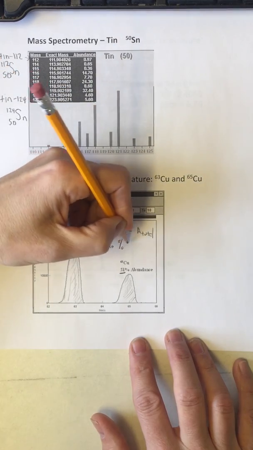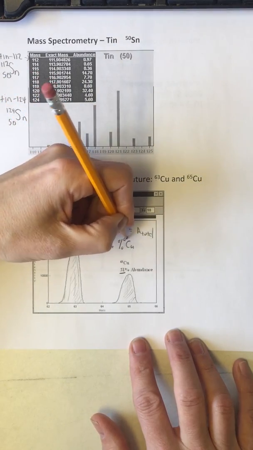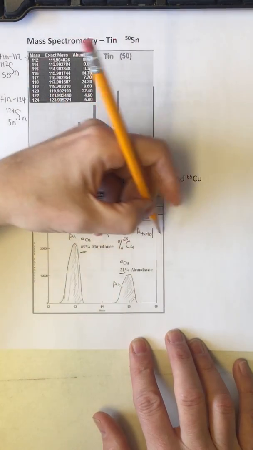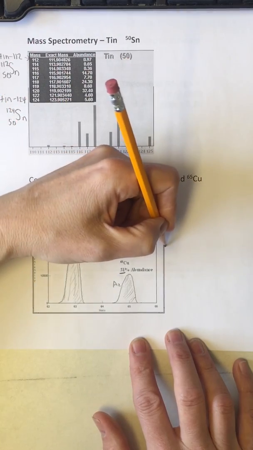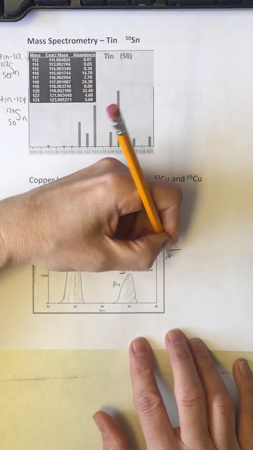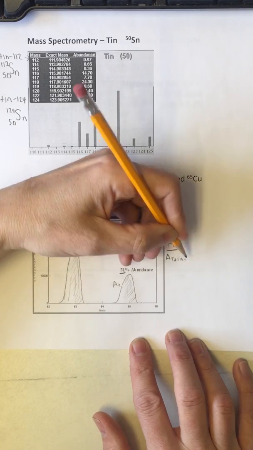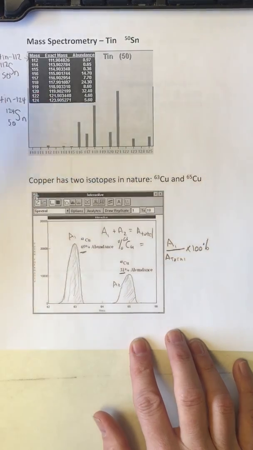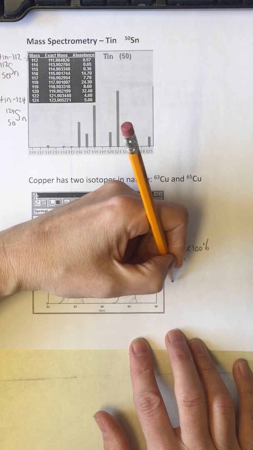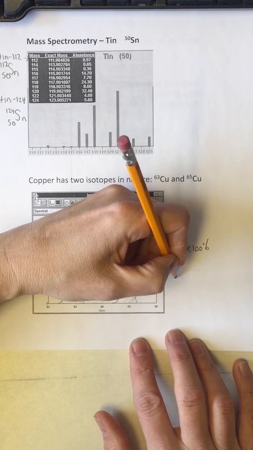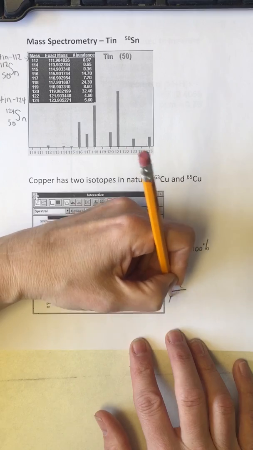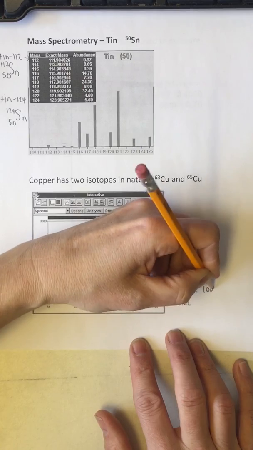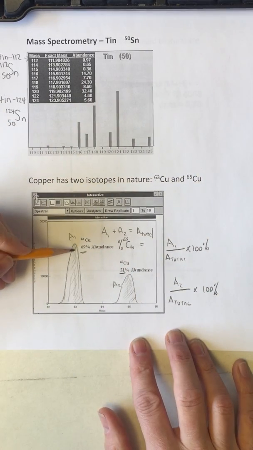And the percent of copper-63, we'll call this A1, area 1, and A2, area 2. Copper-63 would be the first area, A1, divided by the total area, times 100%. And you could do the same thing with this one. This would be copper-65, so area 2 over the total area times 100%. And so that's what they did here. They got 69% for this one and 31% for this one.